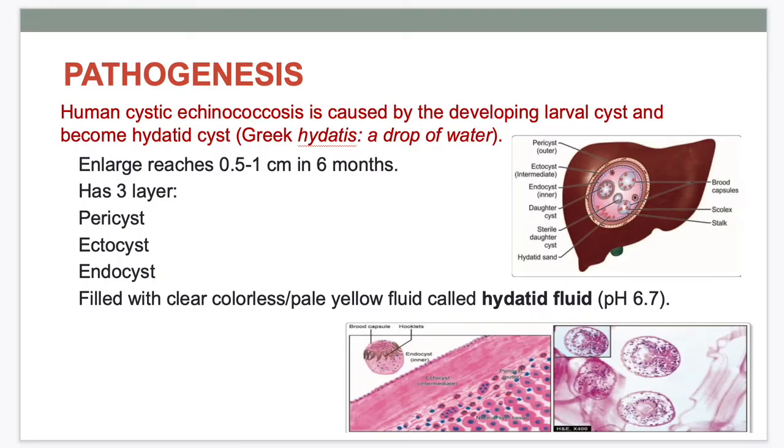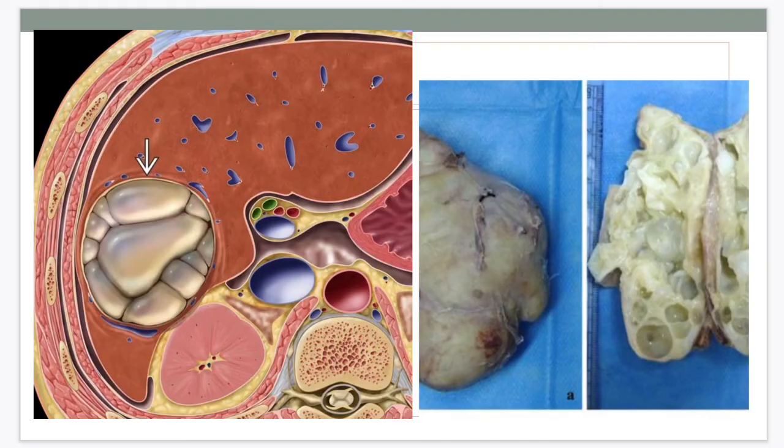So, human cystic echinococcosis is caused by a developing larval cyst that becomes a hydatid cyst. Your cysts have 3 layers: your pericyst, your ectocyst, and your endocyst, which is inner. They are filled with clear, colorless, pale yellow fluid called hydatid fluid, which has a pH of 6.7. So that's your hydatid cyst.